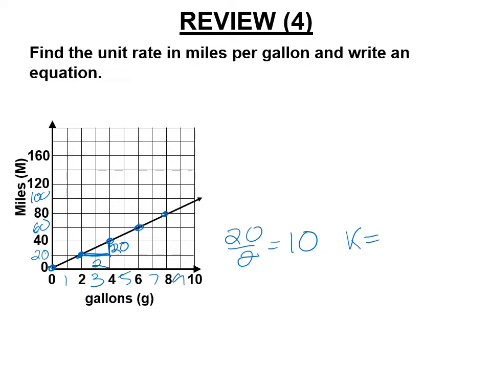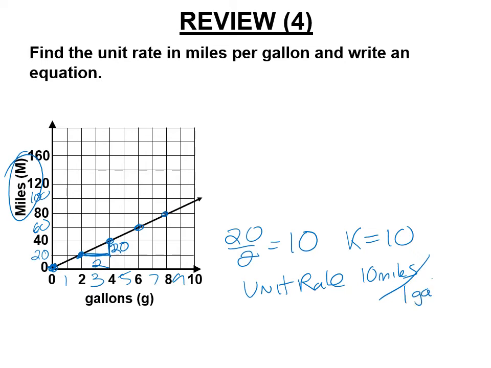All right, so the slope is 10. That means K is 10 because this is a line or ray that starts at 0, 0. That means the unit rate, and that's what you were asked to find, is 10 miles per 1 gallon, right? For every 1 box, you go up 10. For every 2 boxes, you go up 20. It's 10 miles per gallon is our unit rate.